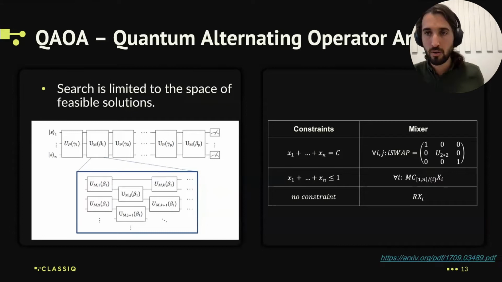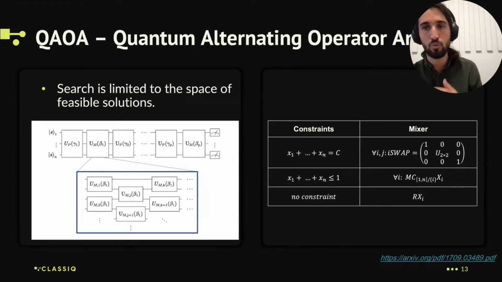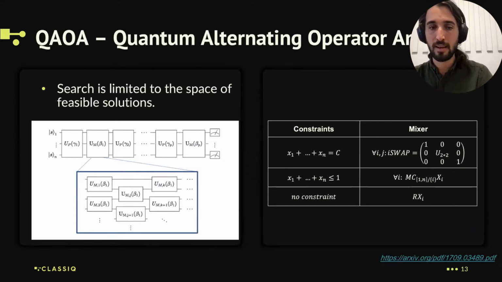We're going to embed the constraints in the mixer subcircuit. If in the previous version we just mix every string in the Hilbert space to every string, here we engineer it much more carefully. We really want it to remain inside the valid subspace. So here we have a few examples. On the left, we have a mathematical expression, equality or inequality, and on the right, we have the quantum building blocks that help us to stay inside this subspace.